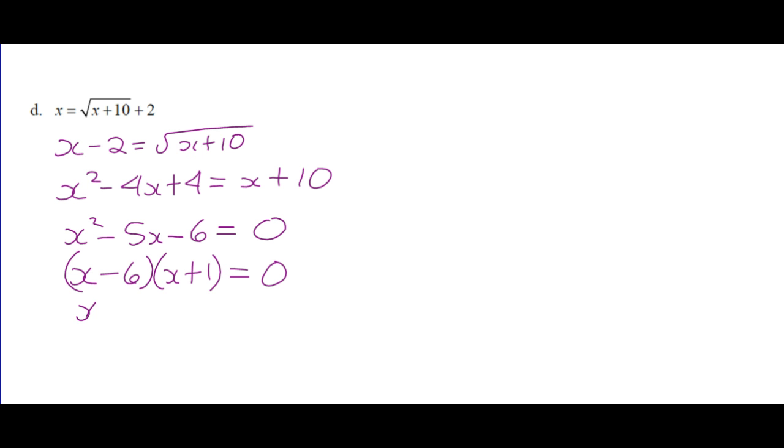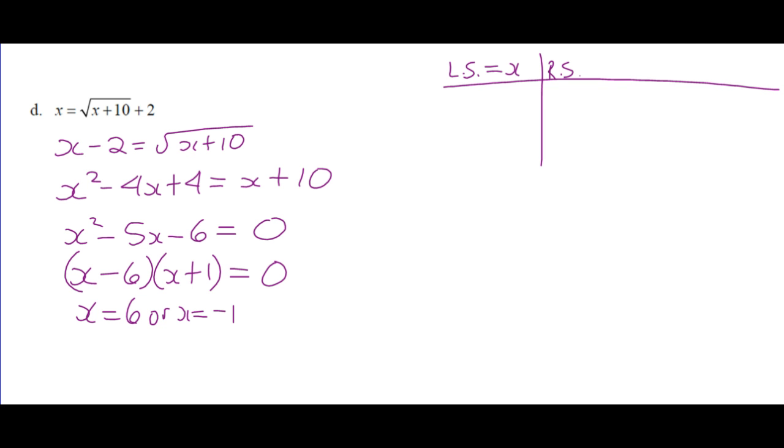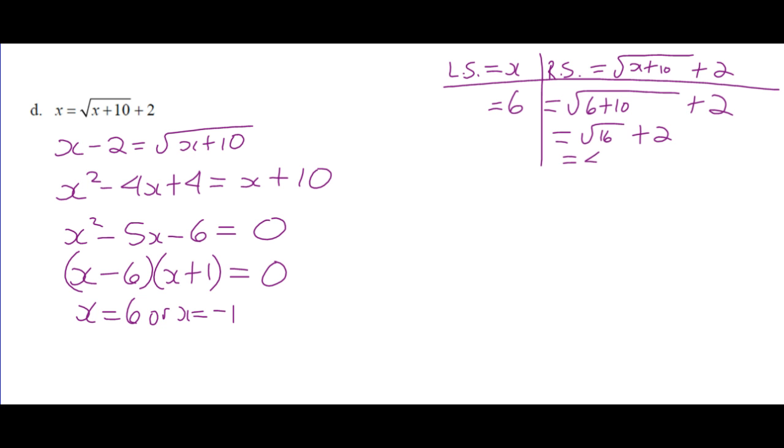Okay, so x equals 6, or x equals negative 1. We've got to check. Left side is x. The right side is the root of x plus 10 plus 2. The left side is 6. This is the root of 6 plus 10 plus 2, which is root 16 plus 2, which is 4 plus 2, which is 6. Okay, that checks.